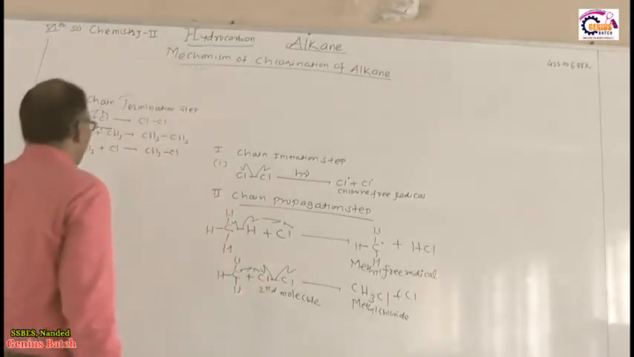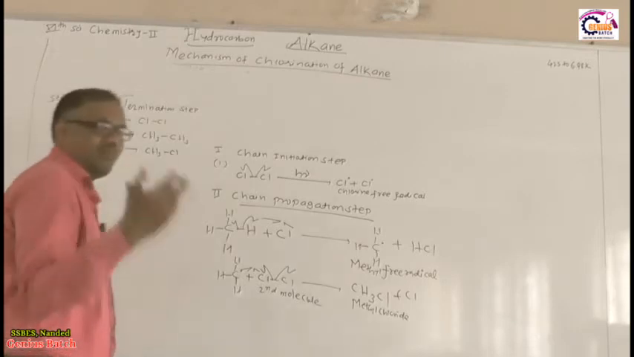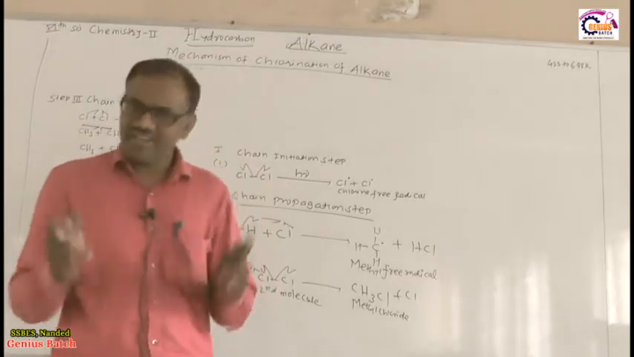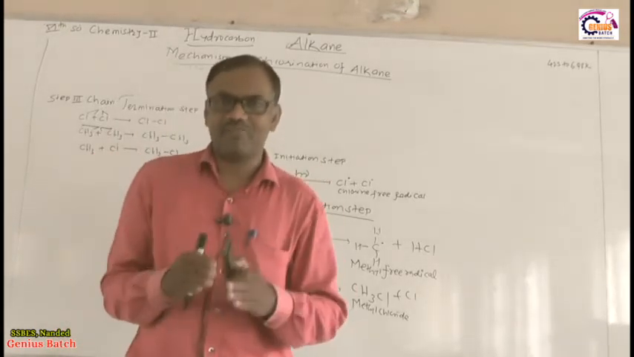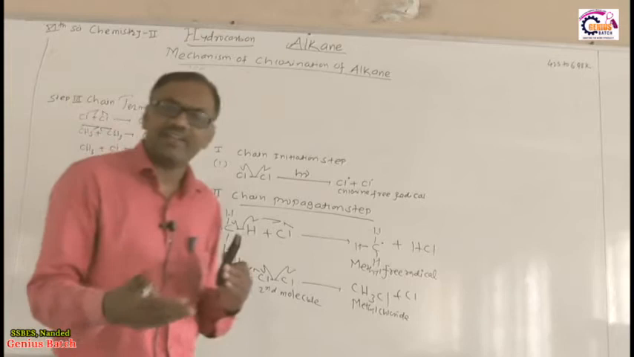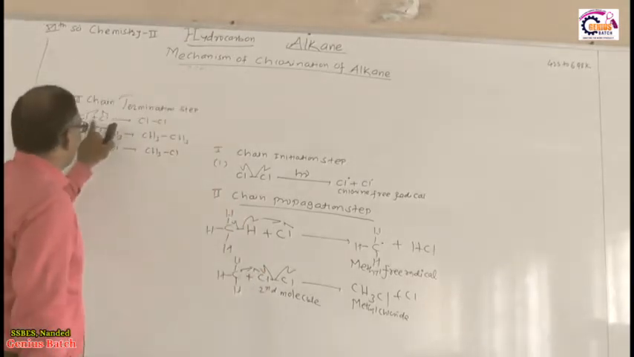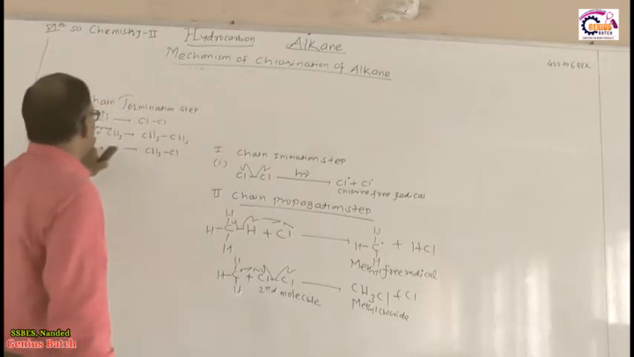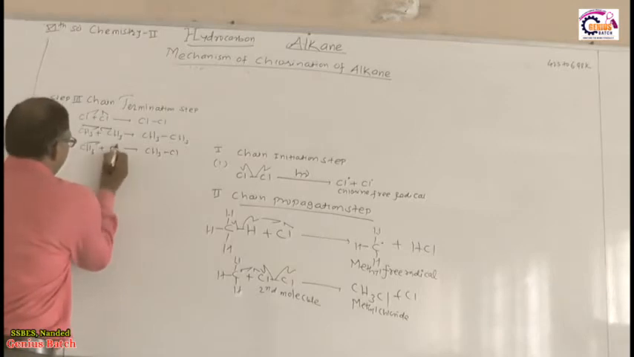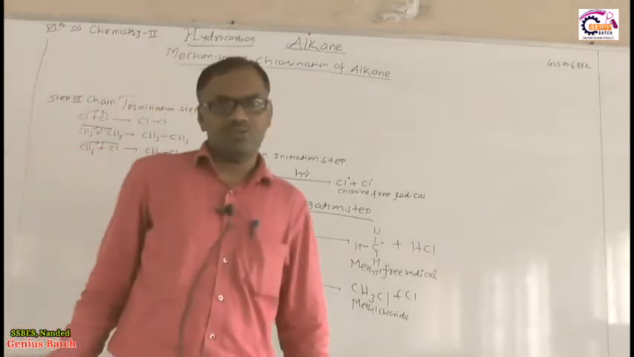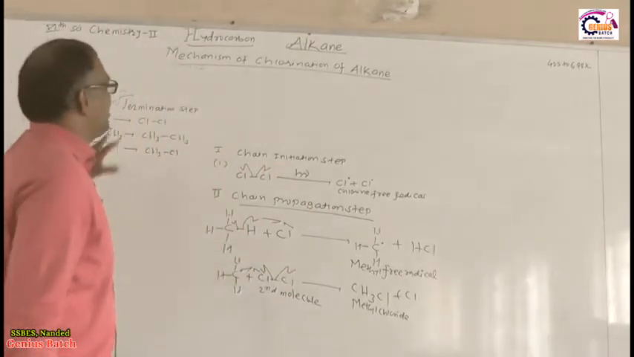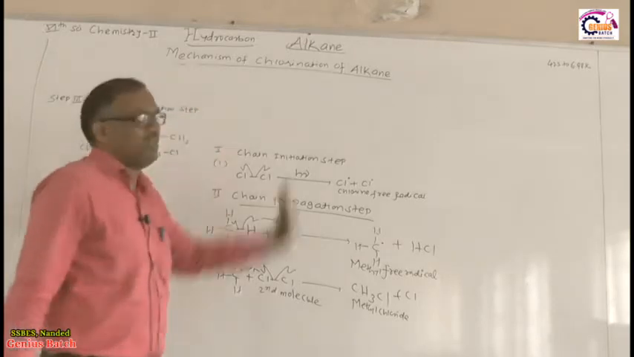So in the chain termination step, there may also be a combination of methyl free radical and chlorine free radical, because all these reactions are chain reactions and they are taking place in the reaction mixture. Therefore, there is the possibility of these free radicals combining in the reaction mixture. So chlorine free radicals combine to form the chlorine molecule, methyl free radicals combine to form ethane, and methyl free radical and chlorine free radical may combine to form methyl chloride, right?